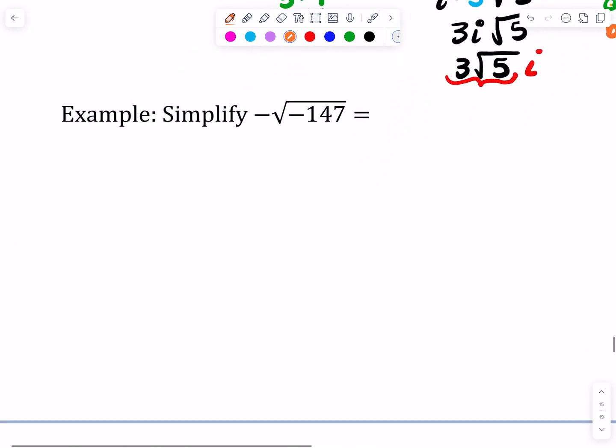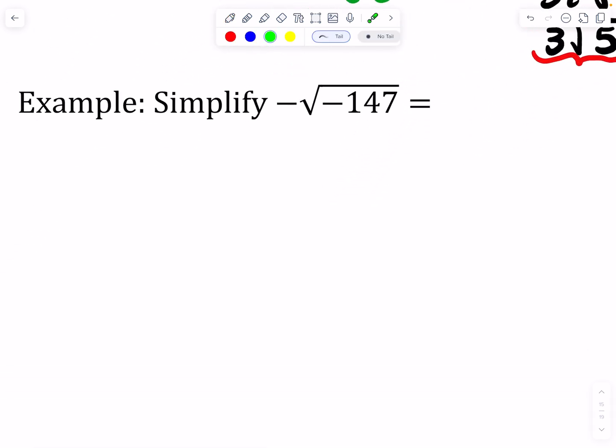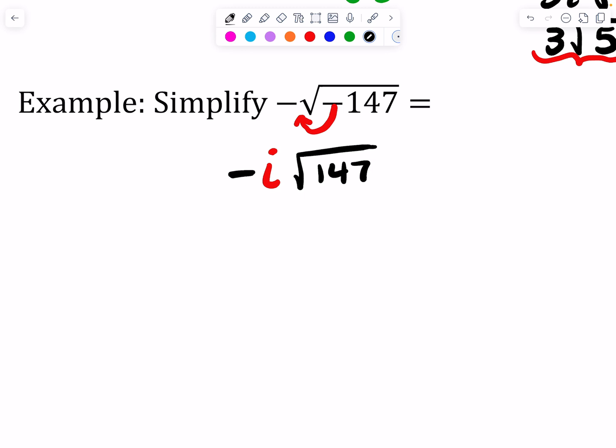Okay, the next one. Here we've got a double negative happening. The negative on the outside doesn't do anything to what's under our square root. So we're going to keep that negative hanging out in front. And the negative that's under the radical is going to come out, and it's going to turn into an i. And then we're left with 147 under the square root. So now we can do our factor tree.